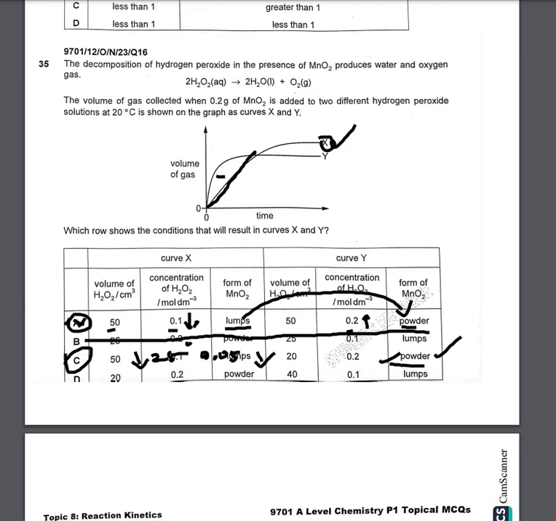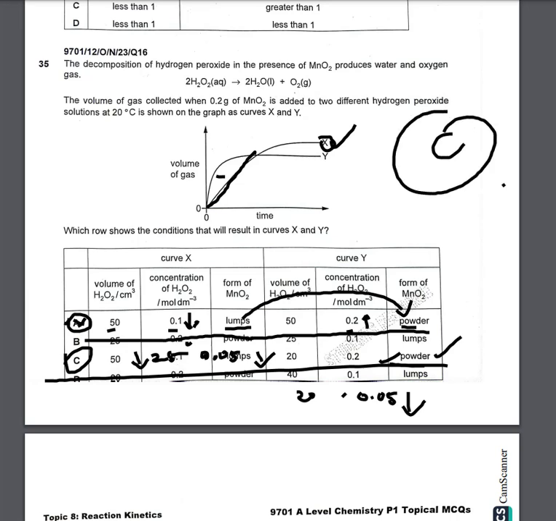Check part D. There is 20 and 0.2, 40 and 0.1. So 20 and 0.05. So curve Y is less concentrated. No, this is again incorrect. C is your right option.